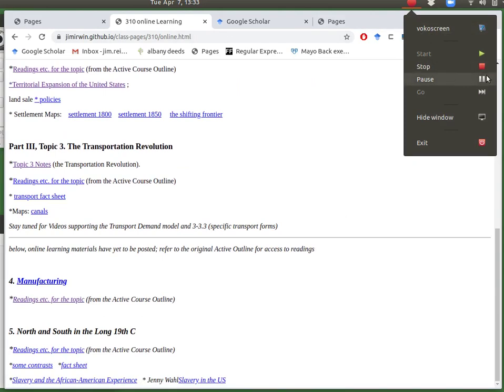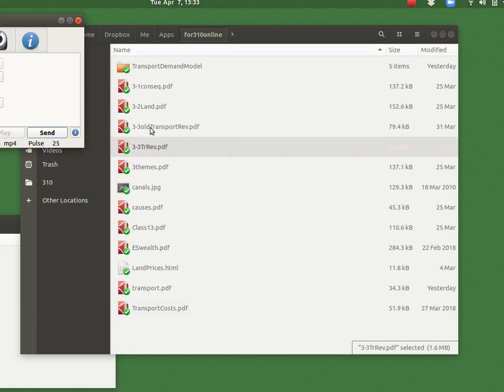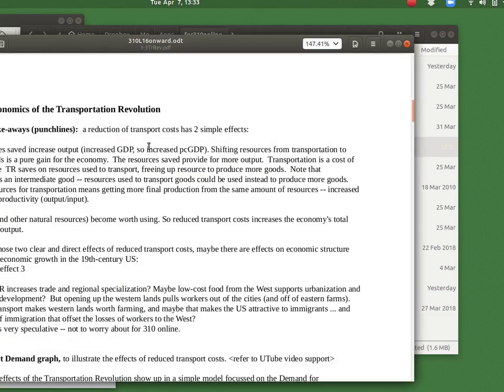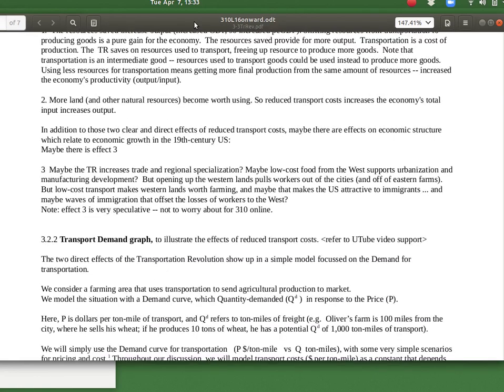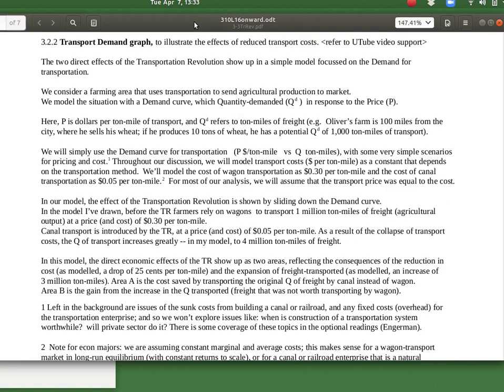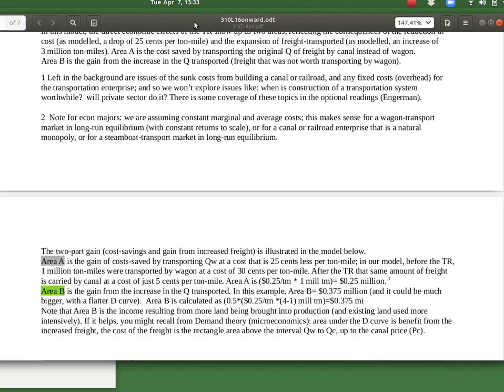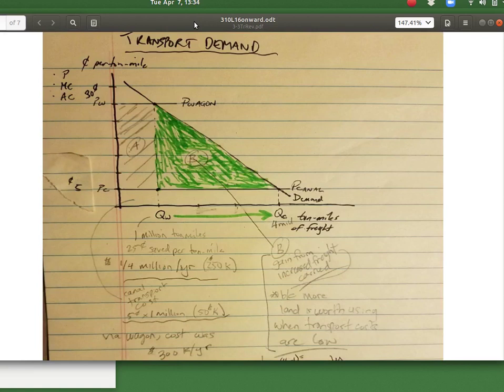Give me 1 second. All right, so I'm going to minimize the window and bring up the actual notes from my Dropbox. Let's put those in line. These are points I want to make sure you can understand. Our focus here is on the transport demand graph. I'm not going to read through all this stuff. Instead, I encourage you to read through that stuff with an eye towards being able to understand this final graph here. We're going to build towards this graph in a series of steps.